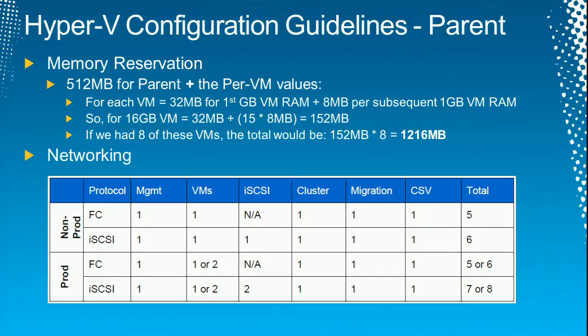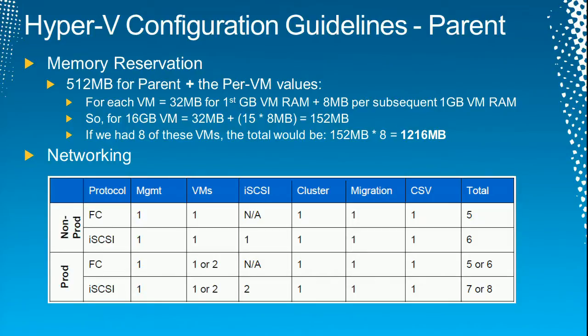But if you want to start being a little bit more accurate, it's best practice to allocate half a gig to the parent, plus the per VM values. And this isn't unique to Hyper-V. This affects VMware in a slightly different way as well, but you struggle to find the information on the web, trust me. I'm being open and honest about this with Hyper-V. So how you start to work this out, and this is something you should be aware of when you're sizing things. For each virtual machine, you allocate 32 meg for the first gigabyte of RAM you've given to a VM, and then 8 meg per subsequent gigabyte.